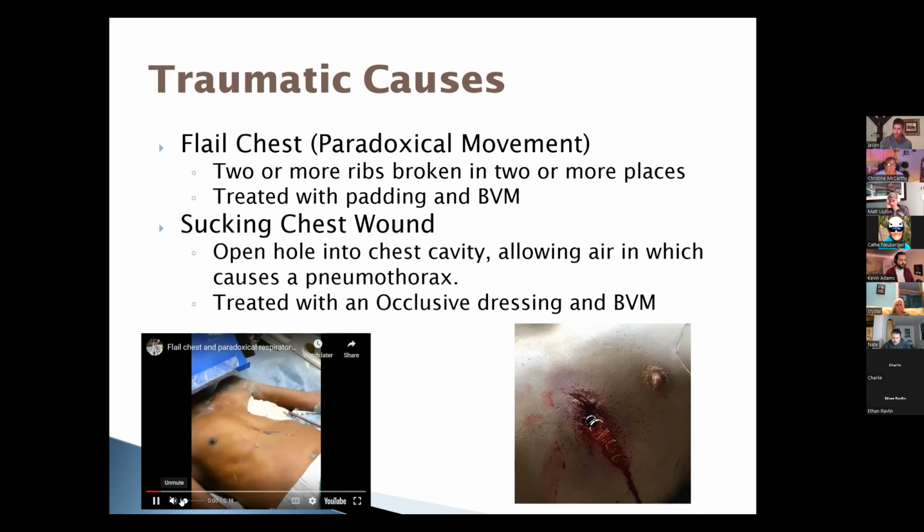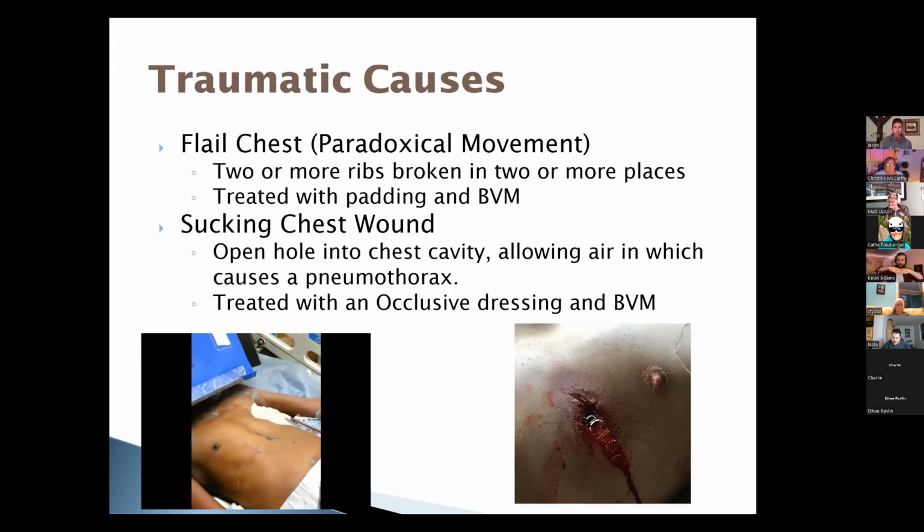So specifically with this one, we can see that when he's breathing out, his chest is moving down, or sorry, moving up. And then when he's breathing in, his chest is moving in. So that's where that term paradoxical movement comes from. It's opposite of what should be happening. And that's because all those ribs are broken, so the structure isn't there.